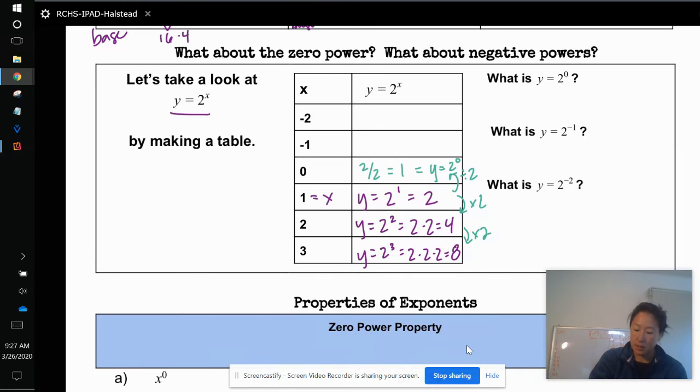So I'm going to take this 1, again, we're going to divide it by 2. So 1 over 2. So y is equal to 2 to the negative 1 is actually 1 over 2. Take this 1/2 and divide it by 2. What did you get? I got 1/4. 1/2 split into 2 would give me 1/4. So y is equal to 2 to the negative 2 would give me 1/4. So what is y is equal to 2 to the 0 power? That was equal to 1.